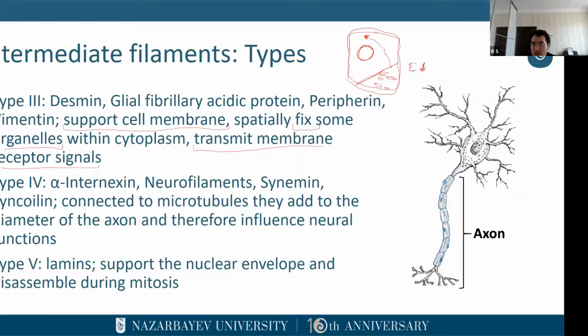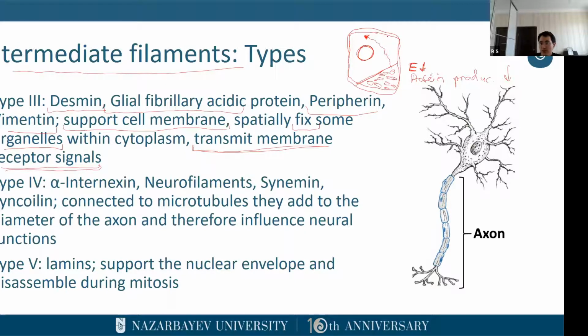So the capability of the cell to produce proteins drops. Protein production is decreased too. That means that we really need to somehow fix the organelles so they don't float around. We fix them with intermediate filaments such as desmin, GFAP, peripherin, and vimentin. And this is for fixing, and finally the transmission of the membrane receptor signals.